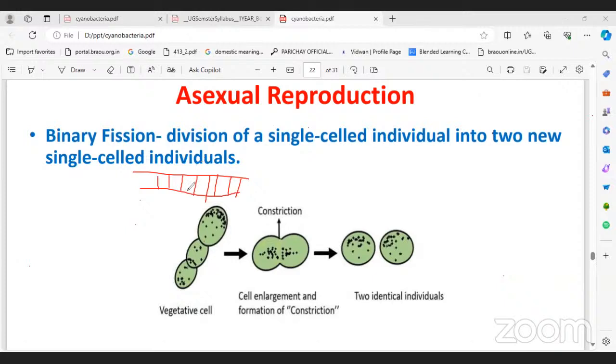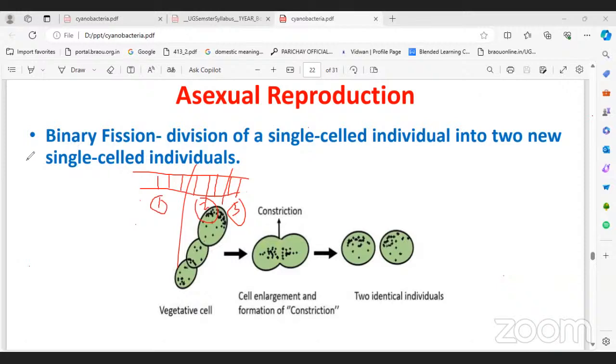It breaks into pieces. Due to any reason, aquatic animals or water tides, it breaks into pieces. For example, it breaks into three pieces: one, two, and three. Later, each and every fragment can develop into a new thallus, a new Oscillatoria. How many Oscillatoria are formed after fragmentation? Three are formed. So this is called fragmentation.